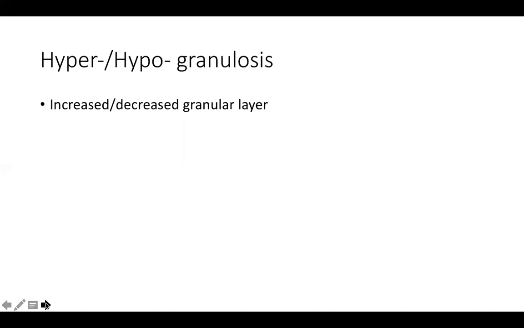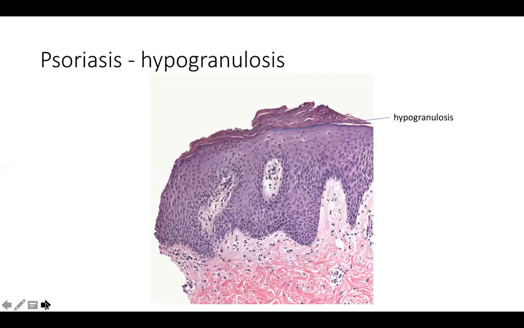The ends, the tips of these rete, the base of the epidermis comes down to different lines. That's irregular acanthosis. Hyper or hypogranulosis refers to how much of a granular layer you have. Hypergranulosis, it's increased. Hypogranulosis, it's decreased. So for spongiotic or psoriasiform disorders, hypogranulosis, a diminished granular layer, basically there's almost no granular layer here, is seen in psoriasis.